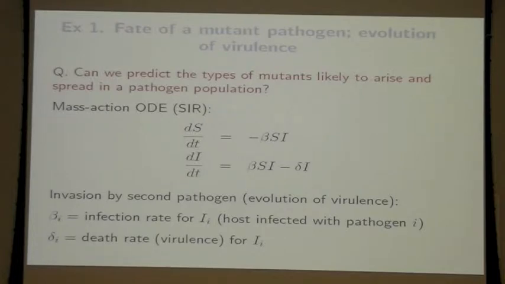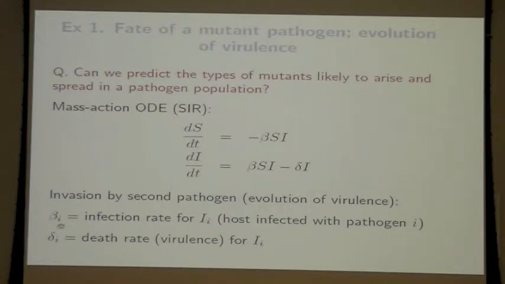Okay, so what we wanted to do here is try to understand, if you're thinking about something like the evolution of virulence, what types of mutants would be likely to arise in a given wild-type population? What properties, what infection rates and death rates, would allow them to invade the population? So now we're going to think about 2 types of pathogens. Infection rates beta 1 for the wild type, beta 2 for the mutant, and then death rates delta 1 and delta 2.